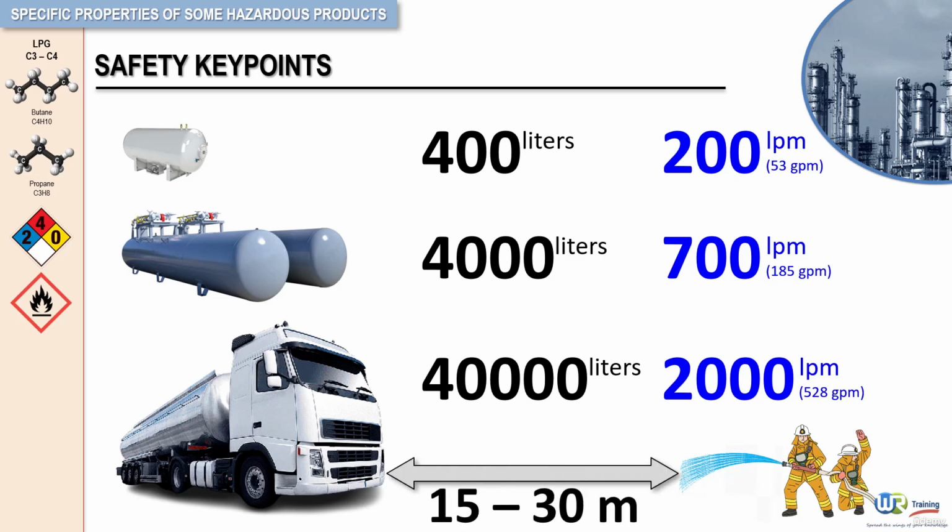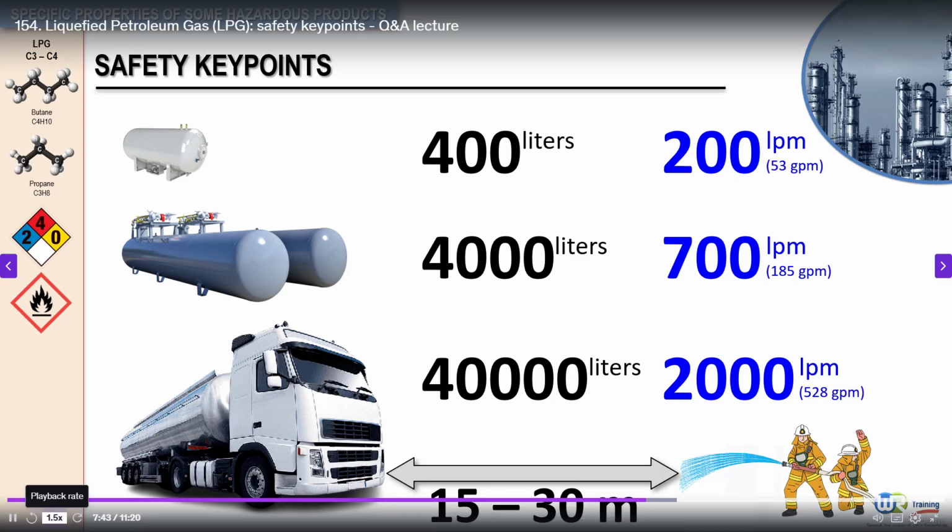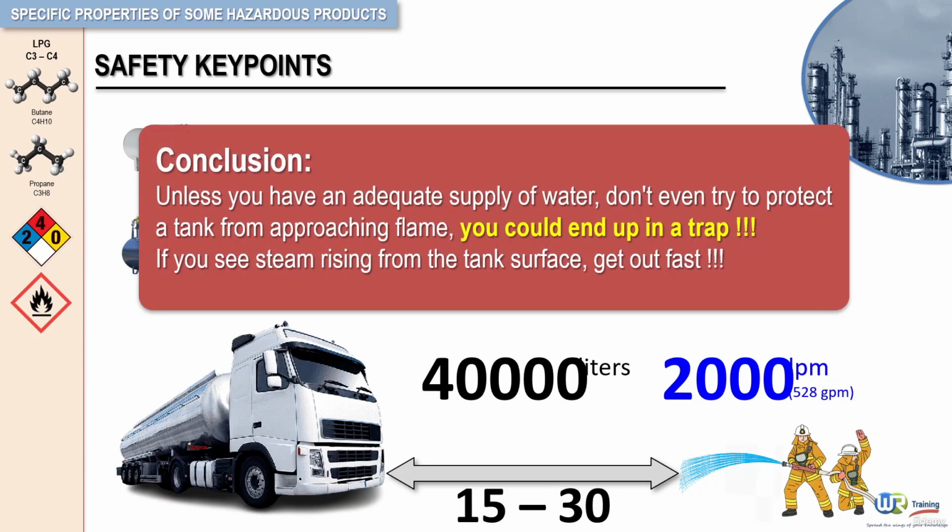To get water on a tank, you've got to get your equipment within the maximum effective spray range of 15 to 30 meters. If your water runs out, you'll be deep in the danger zone, as the fire starts to heat up the tank with maybe just a few minutes to get out of there. Conclusion: unless you have an adequate supply of water, don't even try to protect a tank from approaching flame. You could end up in a trap. If you see steam rising from the tank surface, get out and get out fast.